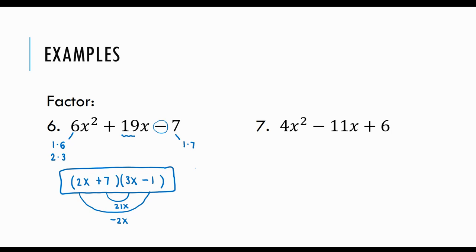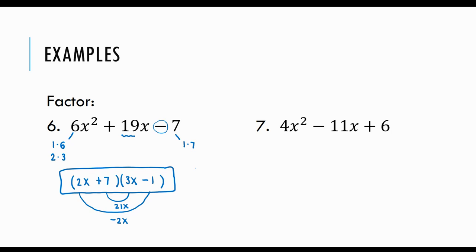Same idea then with this next one, 4x squared minus 11x plus 6. I look first for a GCF. If I'm looking at my numbers, 4, 11, and 6, they're not all even numbers, so we're not going to find something that they all have in common. They don't all have a variable, so there's no variable in common, so there's no GCF here.